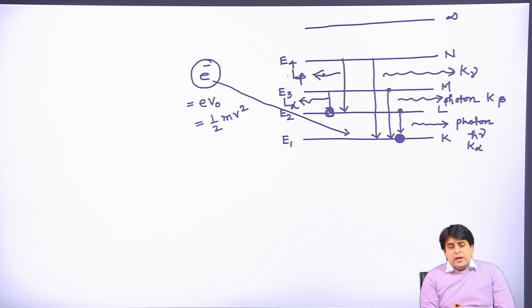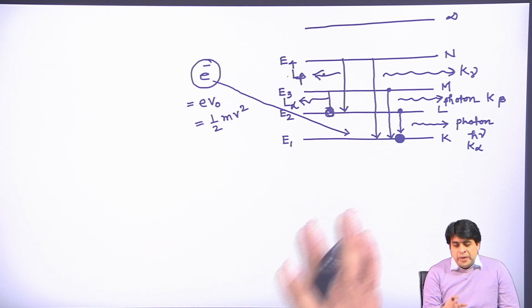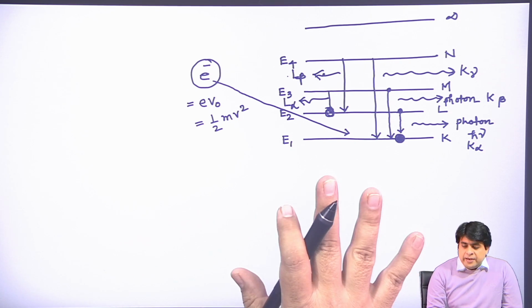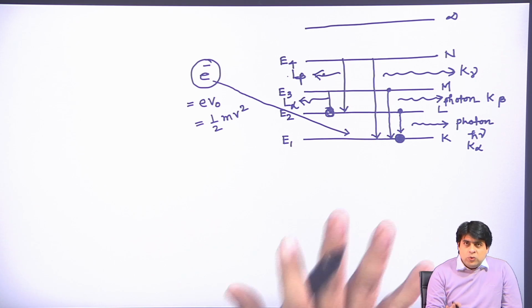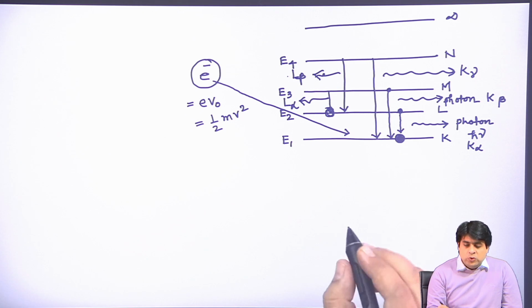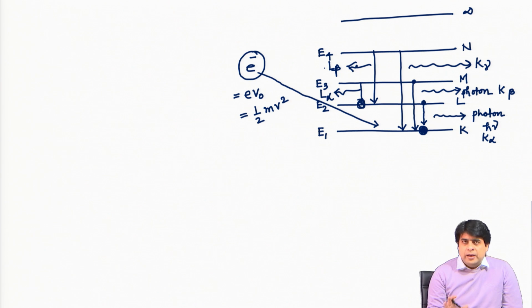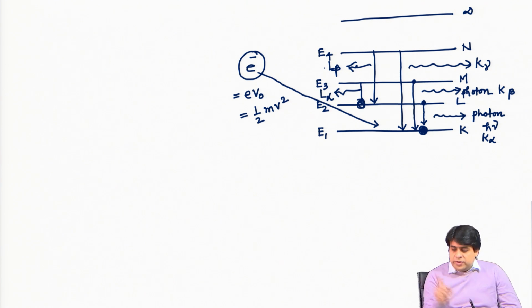So, in this way you can get many different types of characteristic peaks, and these characteristic peaks are particular to a particular material. If you use copper or molybdenum or any other metal or element, they have a characteristic K alpha and K beta. So, this is the first thing.